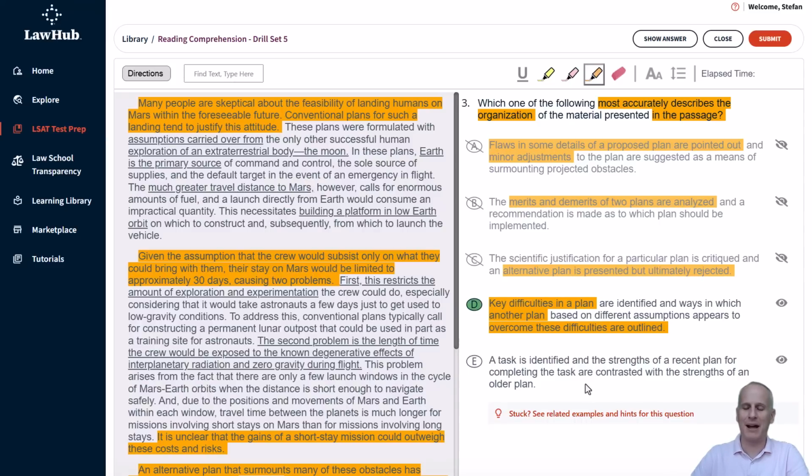And on the exam, I probably just glance at E. But for the purposes of this video, we will identify clear reasons to eliminate. And E reads, a task is identified and the strengths of a recent plan. No, we're not talking about the strengths of a recent plan here. We've got a whole alternative plan. So we'll eliminate E for that reason. And you can see how you can, once again, just use the main idea highlights to make quick work of a passage structure, organization question task, such as what we find here in question 3.